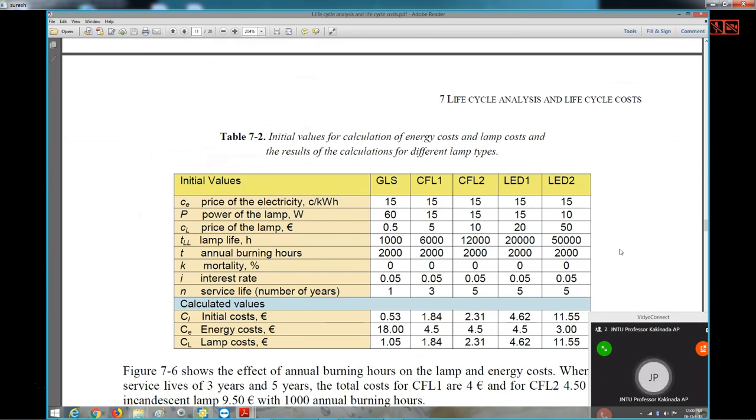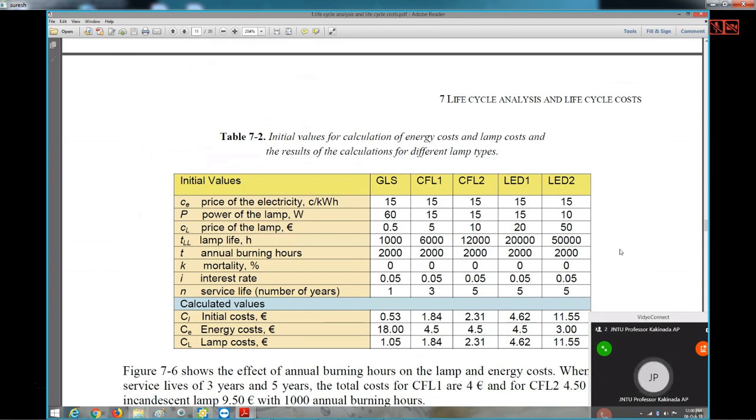Coming to the energy costs, it is 80 for the GSL lamp, in pounds. Then CFL 4.5 each. Then the LED lamp at 3.3 pounds, as per these British calculations. So that we can convert these values into our Indian currency.